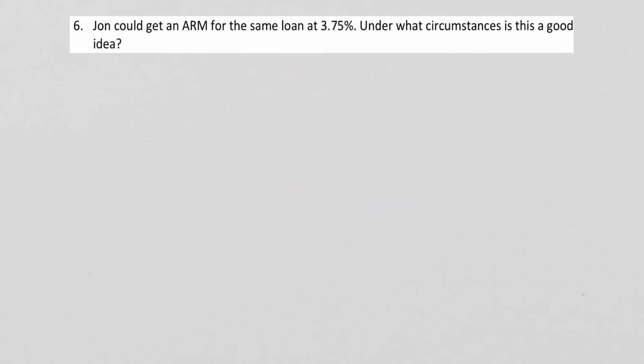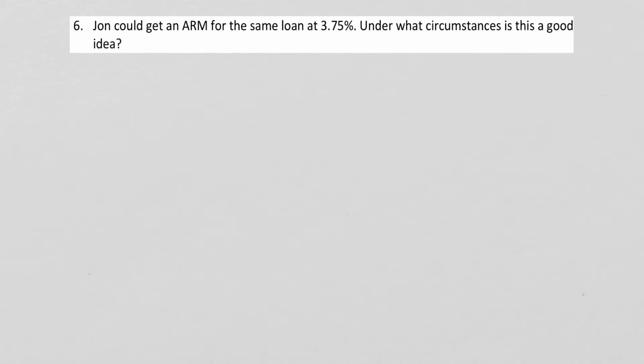All right, the question is, could John get an ARM, which stands for adjustable rate mortgage? In an adjustable rate mortgage, the mortgage rate goes up and down depending on a lot of factors, but mainly including the prime rate. So, could John get an ARM for the same loan at 3.75%? Yeah, you could get an ARM.